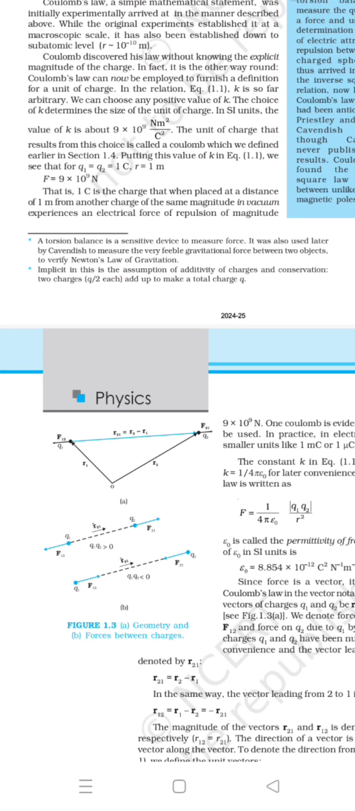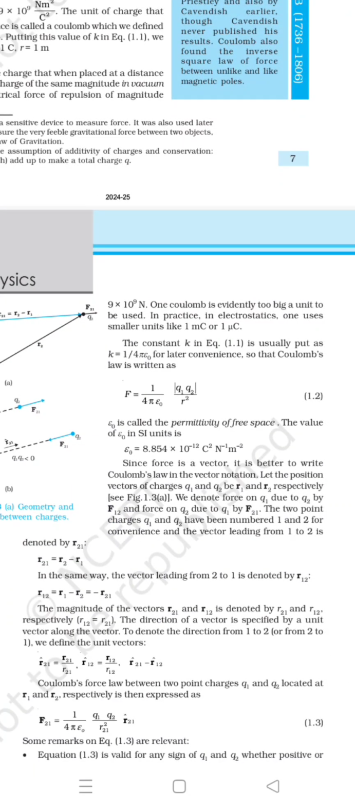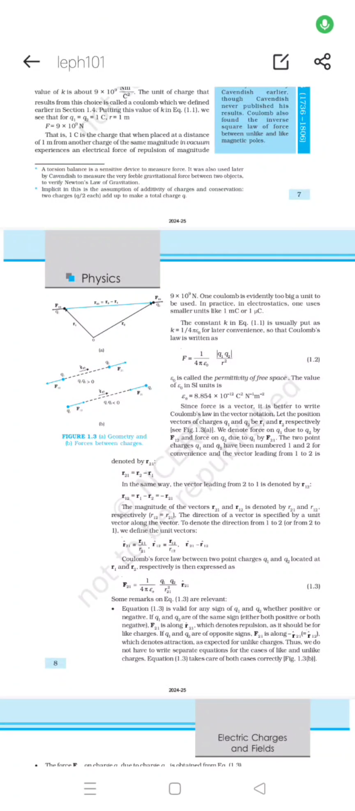1 coulomb is evidently too big a unit to be used, so we can use 1 millicoulomb, which is 10 to the power minus 3 coulomb, or 1 microcoulomb, which is 10 to the power minus 6 coulomb. k can also be written as 1 by 4 pi epsilon naught. Epsilon naught is the permittivity of free space, which is 8.854 into 10 to the power minus 12 coulomb squared newton inverse meter squared inverse.